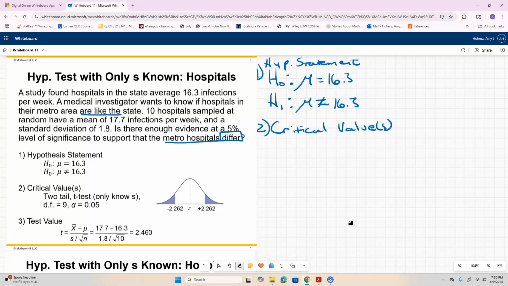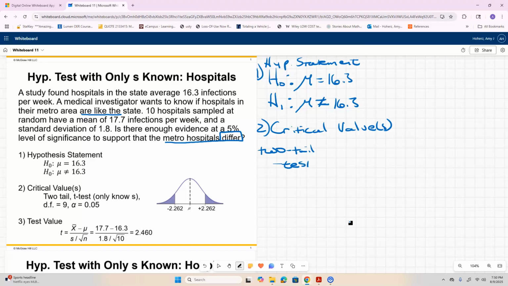Or values, value or values. We need to know whether it's 1 tail or 2 tail. This is going to be 2 tail because it's not equals to. And that means we're interested in both directions, not just greater or less, but both. So it's 2 tail. Are we doing a z-test or a t-test?